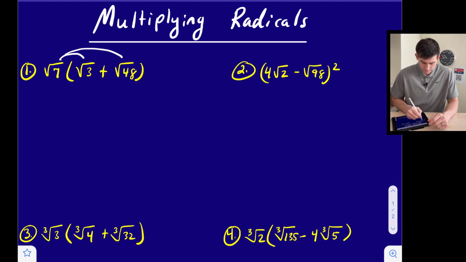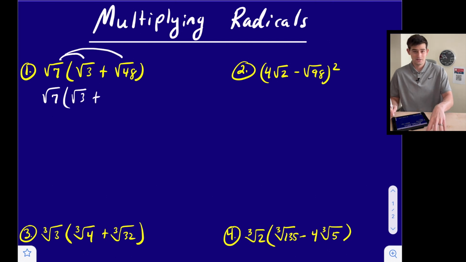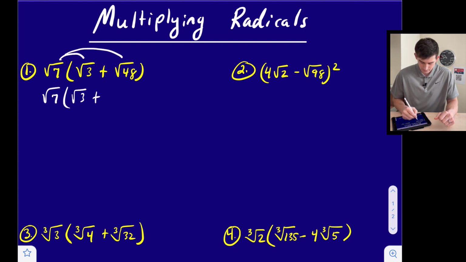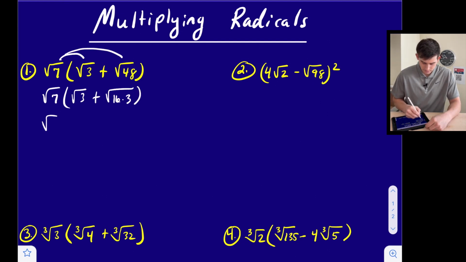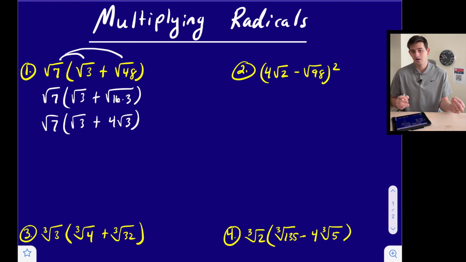Because what we see is we have the square root of 7 times the square root of 3 plus. But I know that I could simplify the square root of 48 to maybe help me simplify this a little bit easier. And this would be the square root of 16 times 3, right? The square root of 16 is a perfect square. So now we can write this as the square root of 7 times the square root of 3 plus 4 root 3, right? We pulled that 16 out because the square root of 16 is 4.